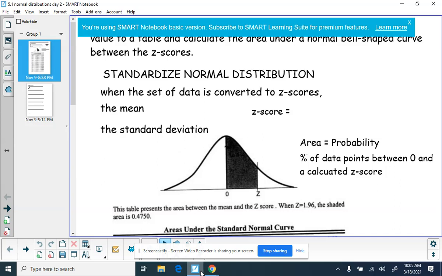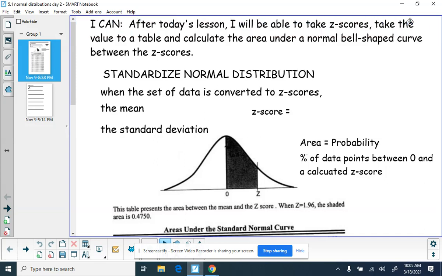All right, yesterday we started talking about normal distribution, characteristics of normal distribution. Today what we're going to do is start getting some mathematics behind it, some applications behind normal distribution. When we're dealing with normal distribution and a bell-shaped curve, we need to be able to standardize our data values.